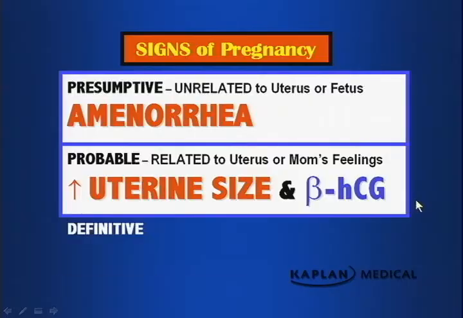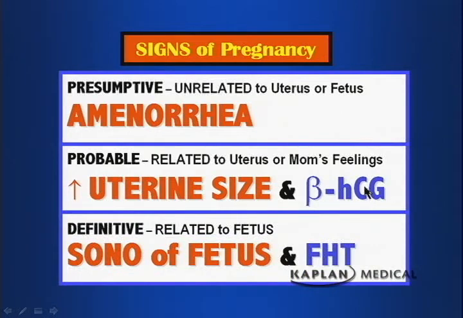Beta-HCG is also a probable sign of pregnancy. It is not definitive because it can arise in conditions other than pregnancy. The definitive evidence of pregnancy is related to the fetus. And if one has objective means of assessing that the fetus is present, either with ultrasound visualization or hearing fetal heart tones, which are different from and separate from the mother, that's going to be definitive.